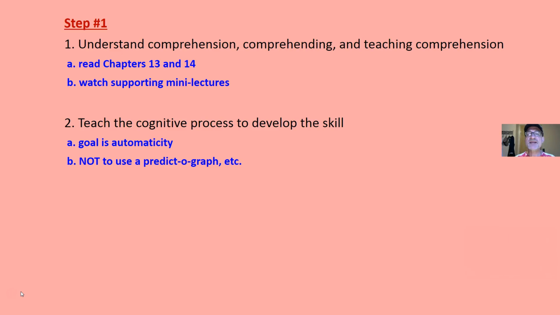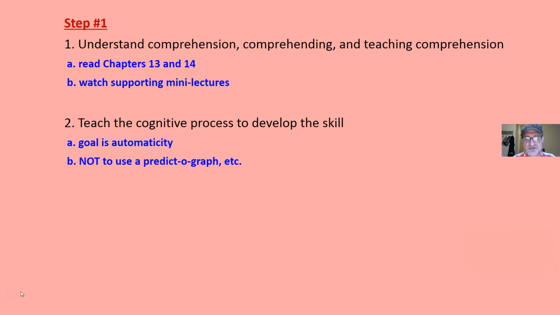Step 1, make sure you understand what comprehension is, comprehending, and teaching it. Read chapters 3 and 4 and watch the supporting mini lectures. You're teaching the process to develop the skill. The goal is automaticity, so that as they are reading in the future, they'll be predicting naturally without thinking about it, or supporting a statement, or comparing and contrasting.